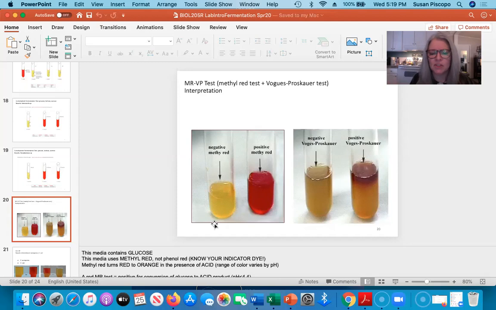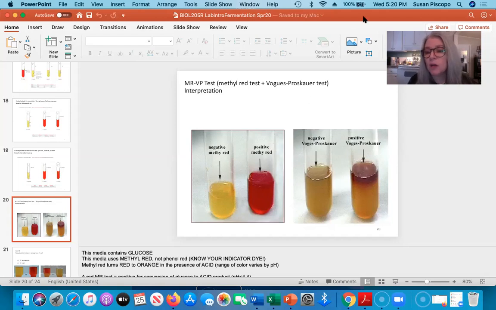Oh, and I forgot to mention that the sugar in this methyl red test is glucose. So what this test is allowing us to do is not just say yes or no, it can ferment glucose, but what product is it making? Is it making one of the stronger acids, or is it making a weaker acid? So if you get an orange or a red with a methyl red test, it's positive. The orange means it's a slightly weaker acid. The red means it's a stronger acid.